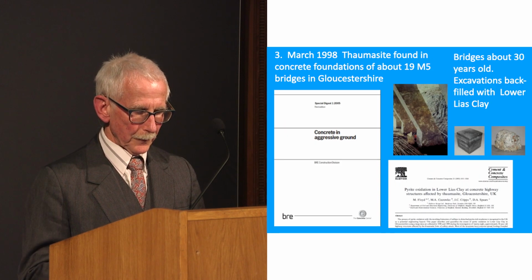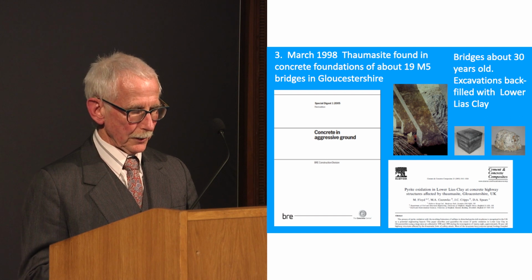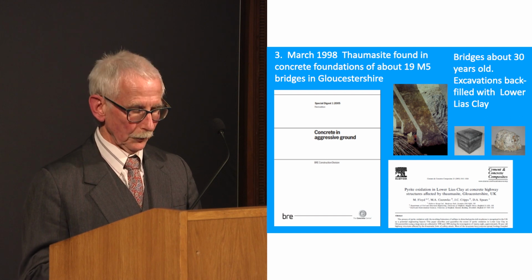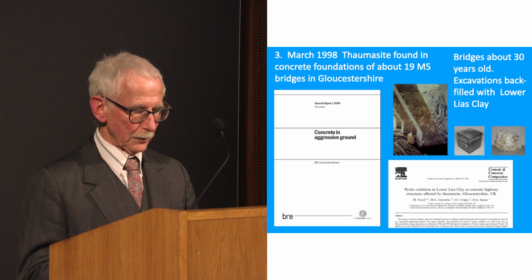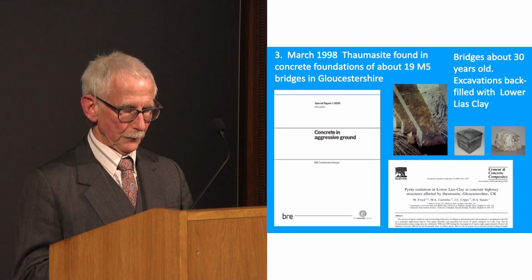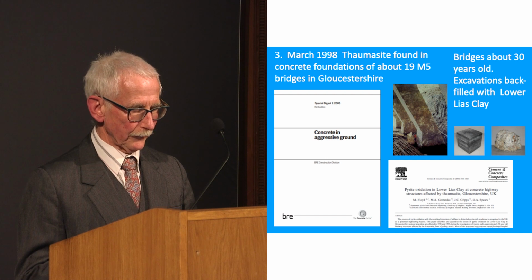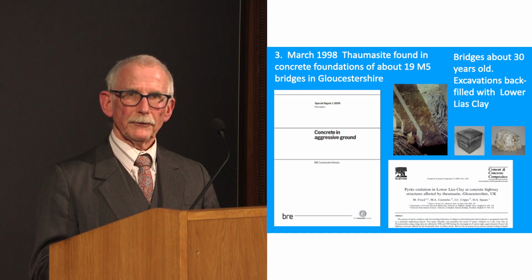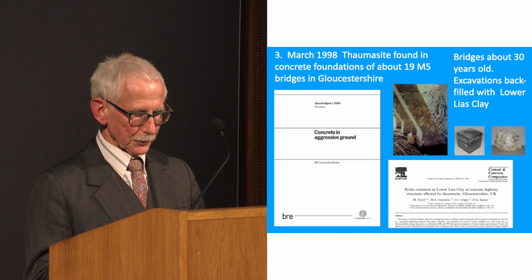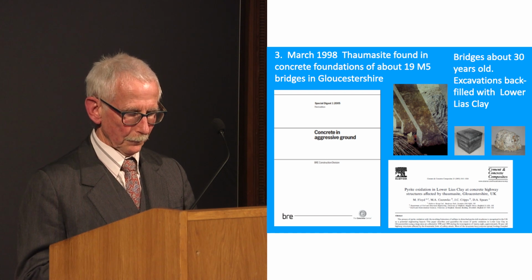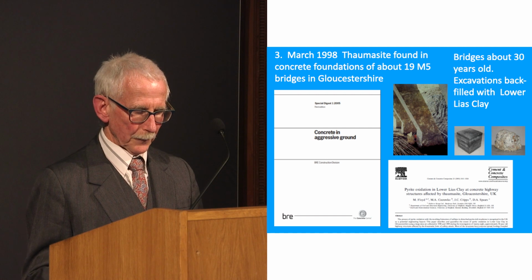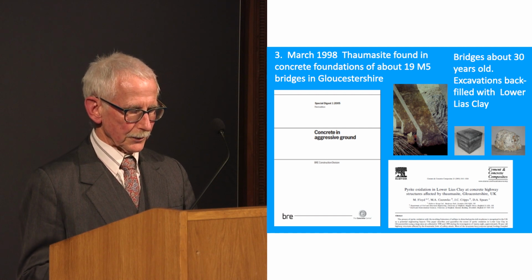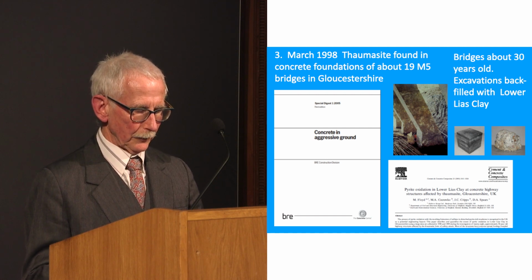Case number 3. At the end of the 20th century, it was found that a number of 30-year-old bridge foundations in Gloucestershire were seriously weakened by replacement of the cement binder in the concrete by thaumasite. This is a very weak, hydrated calcium silicate sulfate mineral. The foundations were formed in excavations that were backfilled with locally derived lower lias clay, which contained pyrite.